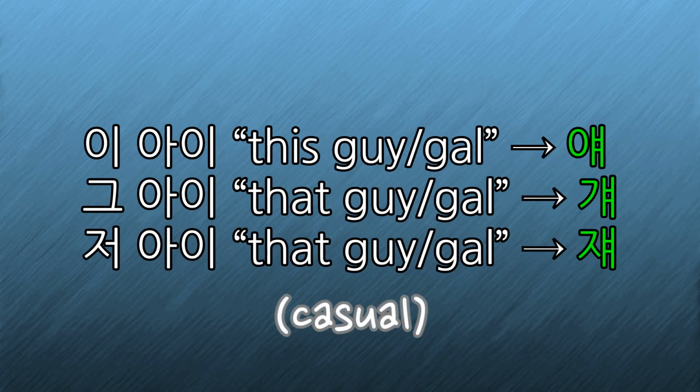These three words are casual, so they shouldn't be used in any situation where you want to sound polite, or they'd come across as rude. But they're fairly common. You can use 얘 to mean this person, and 걔 or 쟤 to mean that person. What you're really saying is this kid or that kid, so it's a common slang way to refer to other people, kind of like saying dude in English.